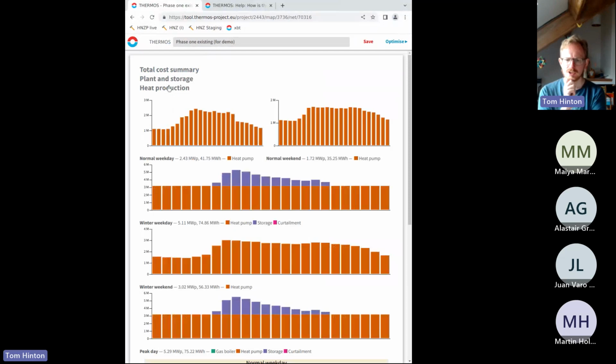So these are the operating decisions the model ends up making. Each of these graphs is telling us, so this is heat production, this is what's output from the system, and each of these is for one of the characteristic days. So I guess here you can see a number of things. In these ones, you can see the shape of the overall load profile.